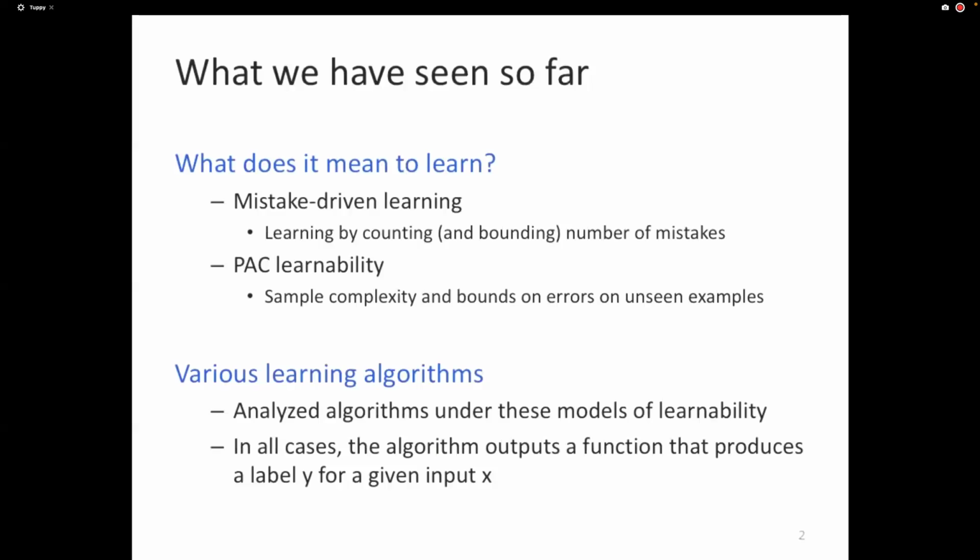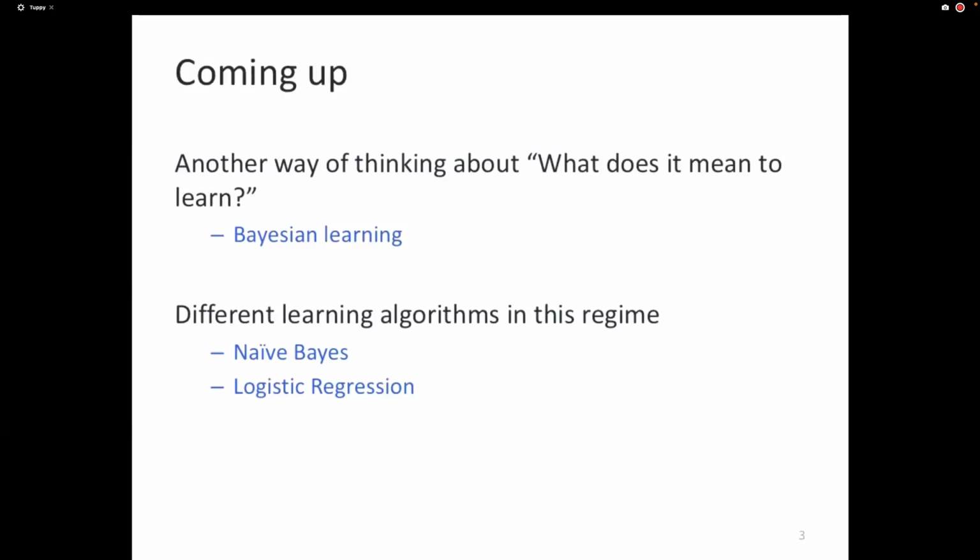Today, we're going to change the game a little bit. First of all, we'll think about a new answer to the question of what does success mean? What does it mean to learn? And this question, we're going to address from the Bayesian perspective. There are numerous learning algorithms in this regime. We'll be looking at logistic regression. Unfortunately, we'll have to skip naive Bayes because of time constraints.